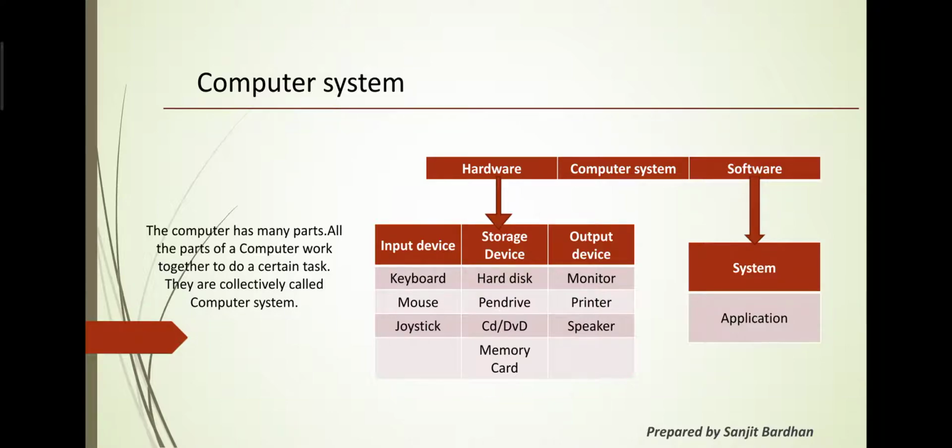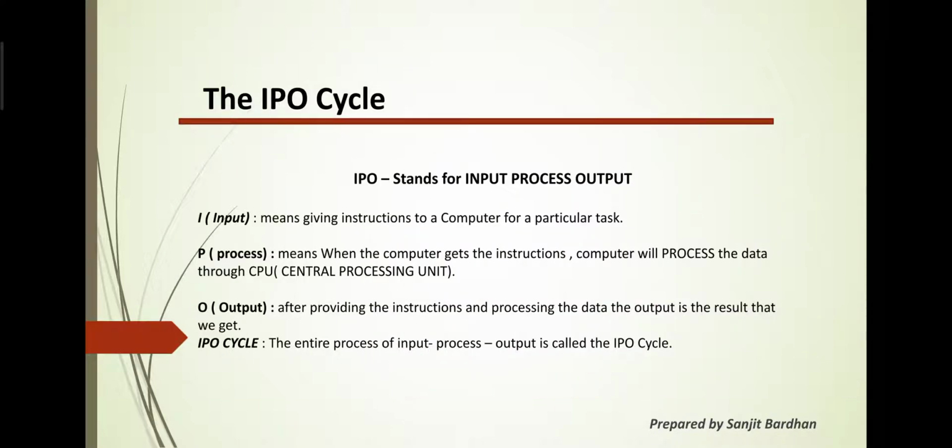Now the next part is the IPO cycle. IPO stands for input, process, output. I stands for input, meaning giving instructions to a computer for a particular task, and P stands for process, meaning when the computer gets the instruction, the computer will process the data through the CPU. Next, O stands for output. After providing the instruction and processing the data, output is the result we get. This is called the IPO cycle.